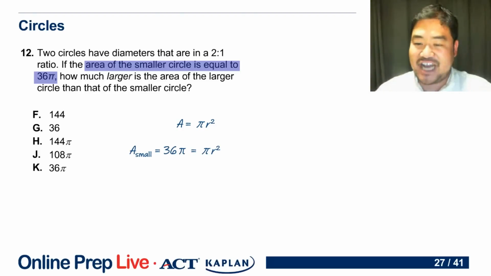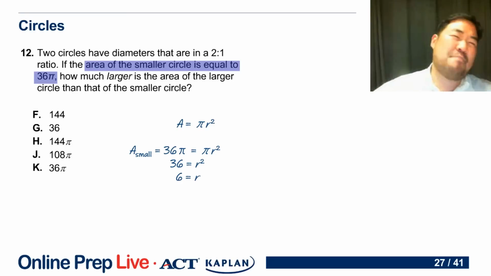You can type into the chat: what is the radius of this circle going to be? What's the radius of the smaller circle going to be? Yeah, you're going to just take the square root of 36 to figure out what the radius is. Radius is equal to 6.